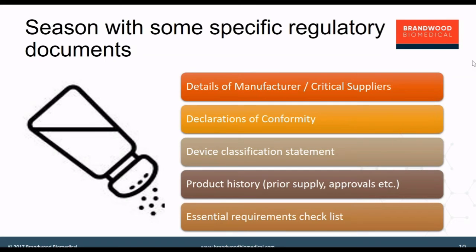Product history. So we've put as examples here prior supply and approvals. I would probably add to that all your assessments, impact assessments for product changes, which should also be accessible either by way of reference or by direct inclusion in your technical file, so that there is a continuous demonstration of compliance of the product with the regulatory requirements included within your technical file.